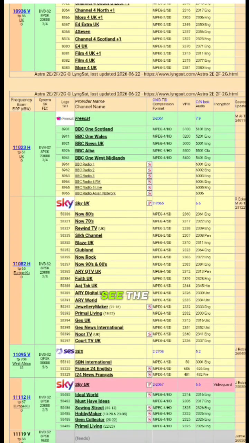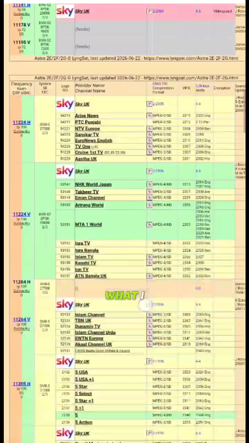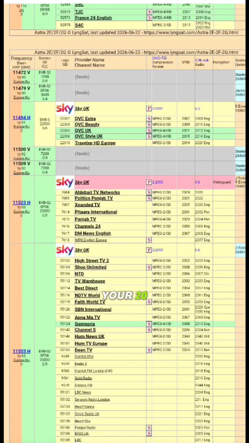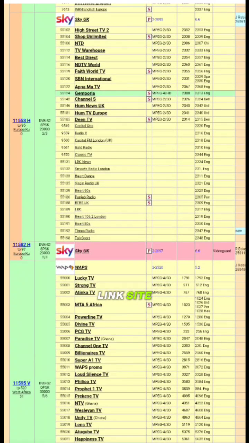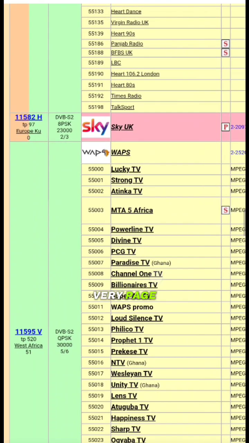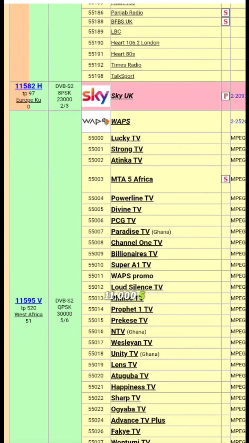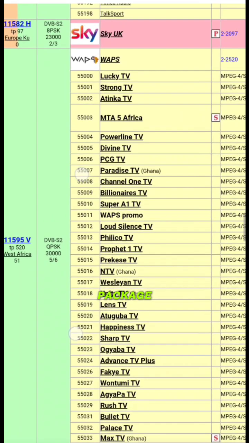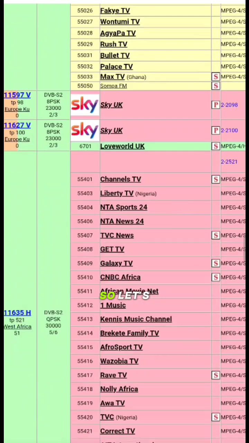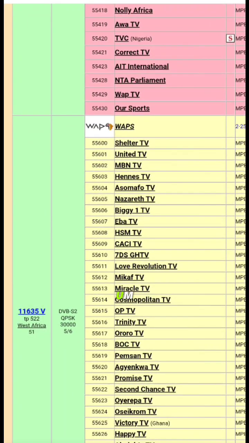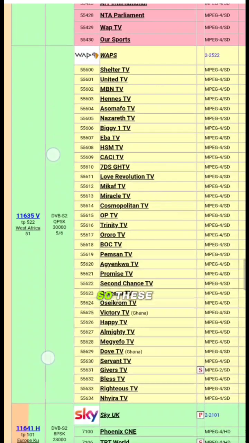Now if you recall what I said earlier, as you type 28.2 degree east into Google and put LyngSat in front, it will bring this very page. Then we scroll down to where we have 11,595 V, the 30 symbol rate. This way you can get this package. This package you can get under the multi TV package. So let's also go down. When you scroll down, you will see more channels under West Africa, under multi TV direction. So these are channels under 28.2 east.